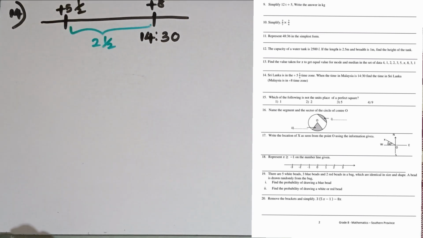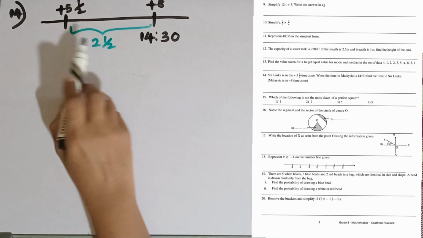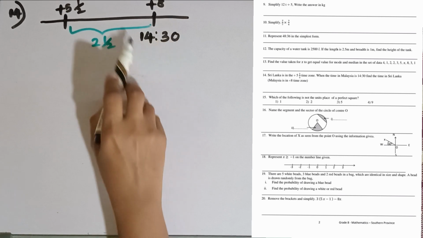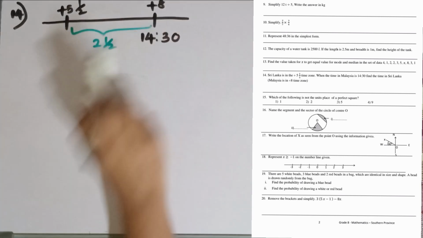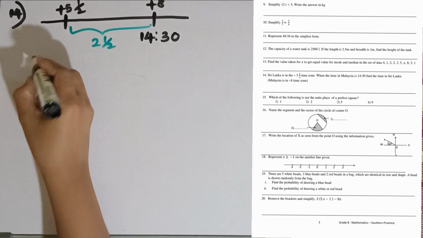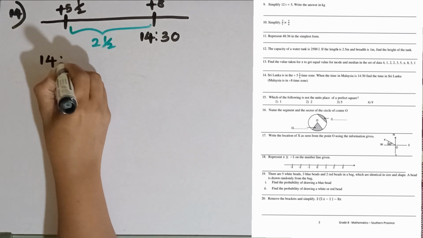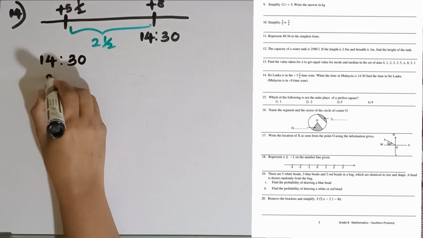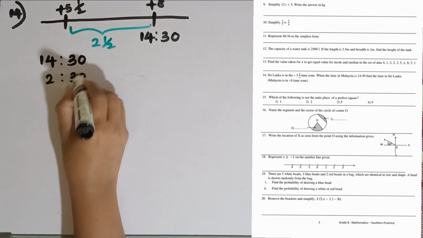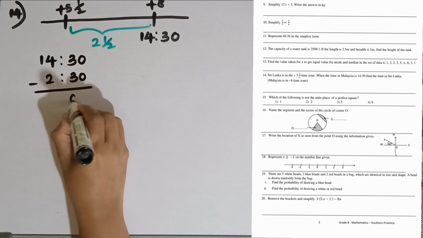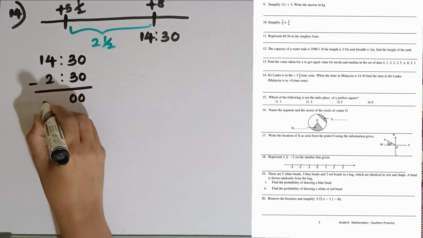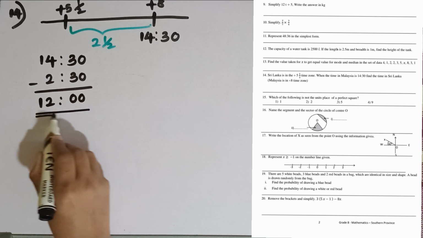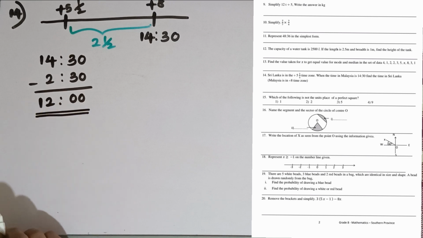So to find the time in Sri Lanka, we have to subtract 2.5 hours from this time in Malaysia now. We can do like this: 14 hours 30 minutes, then minus 2 hours 30 minutes. Then 0, 14 minus 2 is 12. Then the time is 12 hours. We can write this in standard form like this.